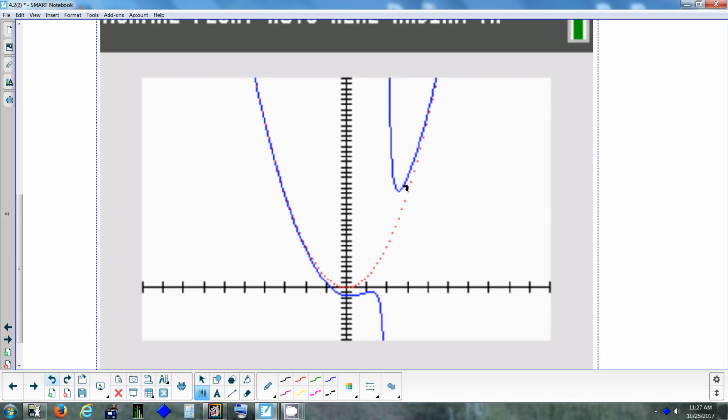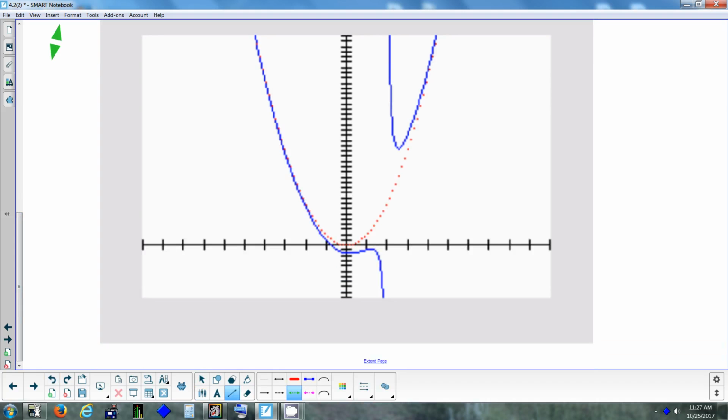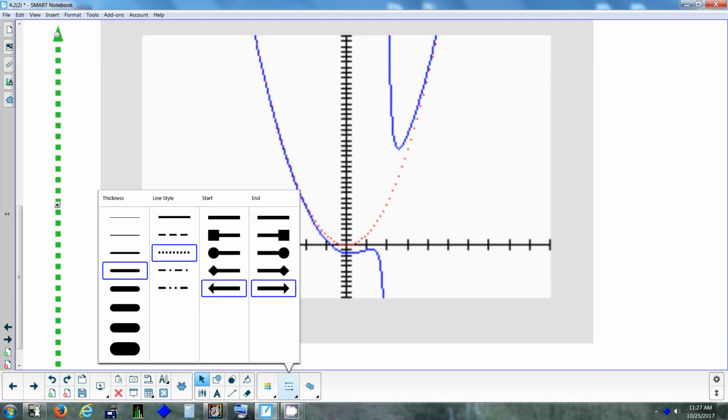But what's weird is in this section. Okay? The graph does not continue like a parabola in that section. All of a sudden, it kind of drops off right at your vertical asymptote, which is, if I just put this in, make it a little smaller.